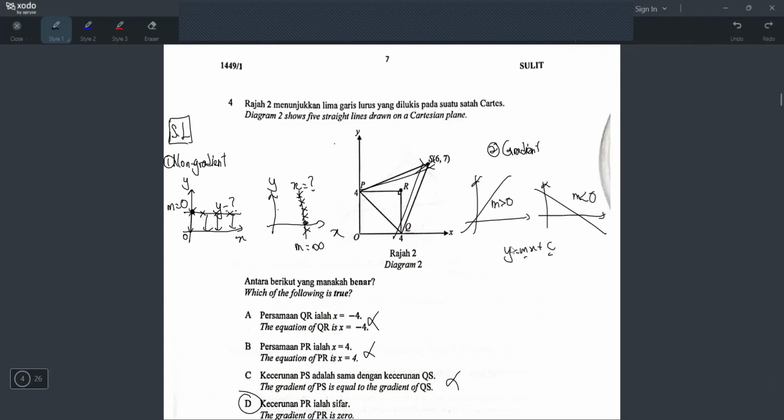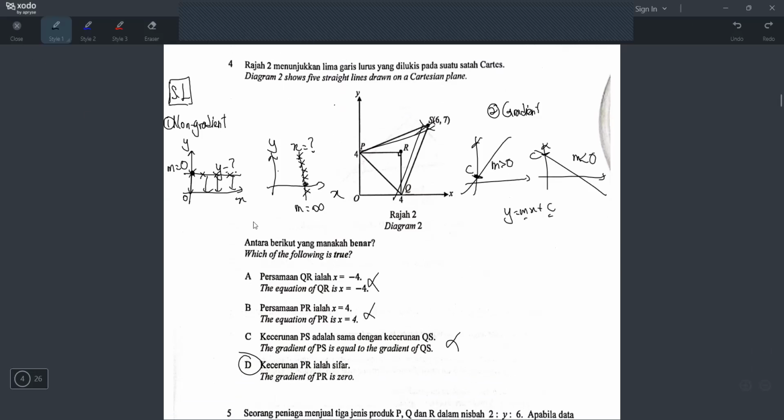What is c? M is gradient lah. But then what is c? C is the y-intercept. So this is, for example, this is the c lah, the y-intercept, right? Not this one. This one is the x-intercept. Okay, so after you listen to my explanation, now we read again this question.